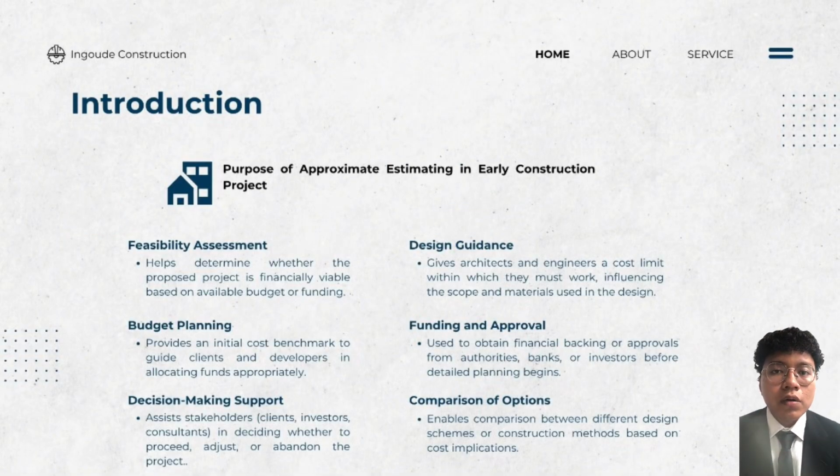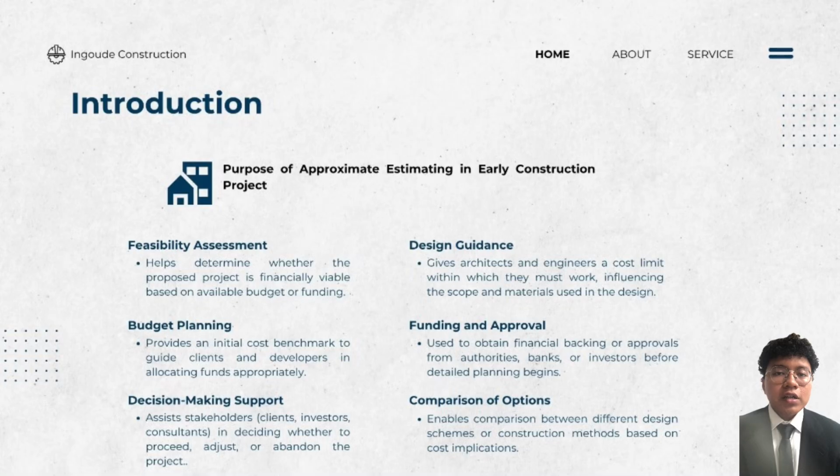Now, let's take a look at the purpose of approximate estimating in more detail. Firstly, feasibility assessment. Can the project be built within budget? Next, budget planning. Budget planning helps allocate funding across design, material, and construction. Next is decision support. Decision support helps decide whether to proceed, delay, or revise the project. Next is design guidance. Design guidance gives architects a financial boundary to work within.